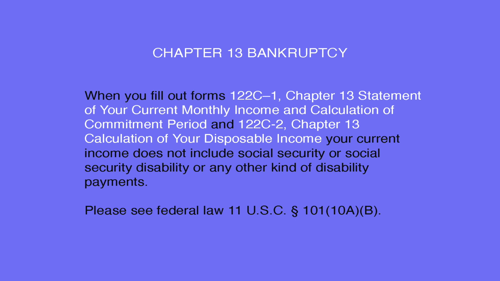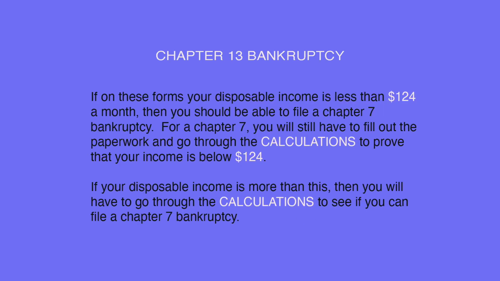122C-1, Chapter 13, Statement of Your Current Monthly Income and Calculation of Commitment Period, and Form 122C-2, Chapter 13, Calculation of Your Disposable Income, your current income does not include Social Security or Social Security disability or any kind of disability payments. Please see Federal Law 11 U.S.C. Section 101(10A)(B). If on these forms your disposable income is less than $124 a month, then you should be able to file a Chapter 7 bankruptcy.